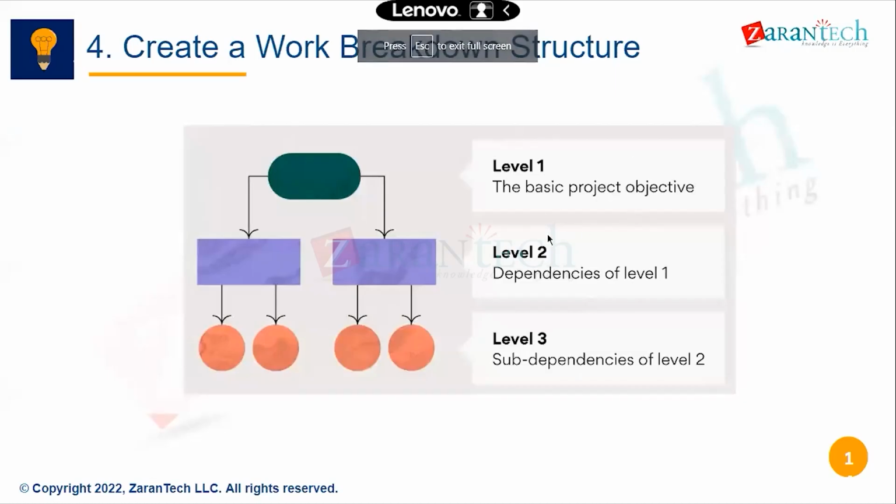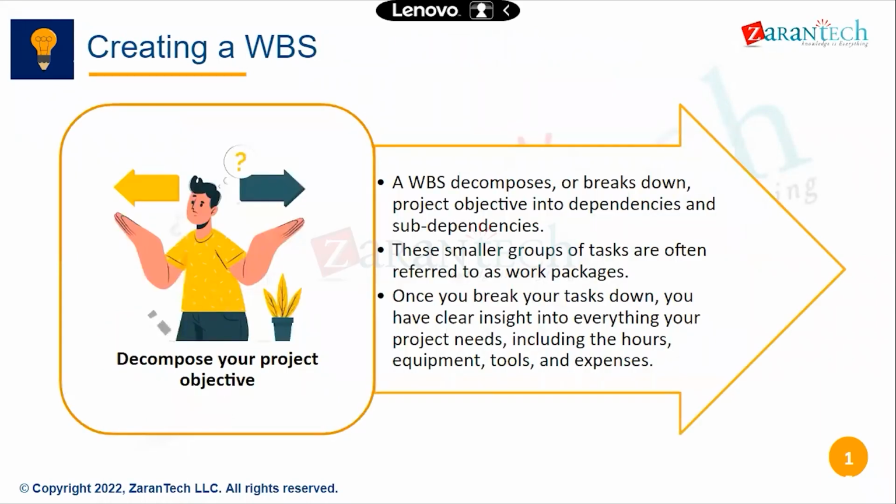Therefore, you can split into any levels, level 1, level 2, level 3, until it becomes the smallest unit of work of 8 hours or 16 hours duration. You keep on dividing it. Therefore, decompose the project objectives.